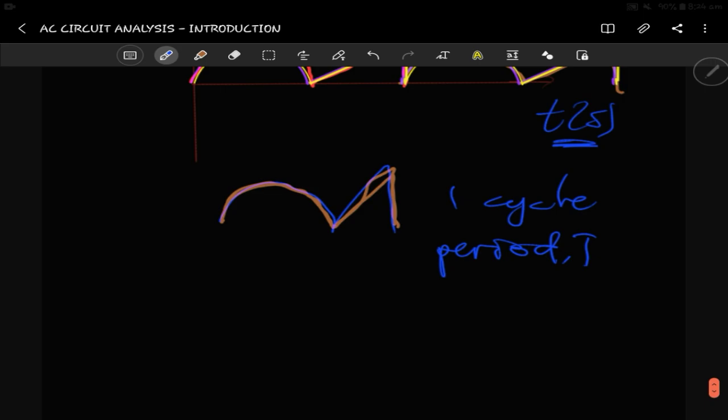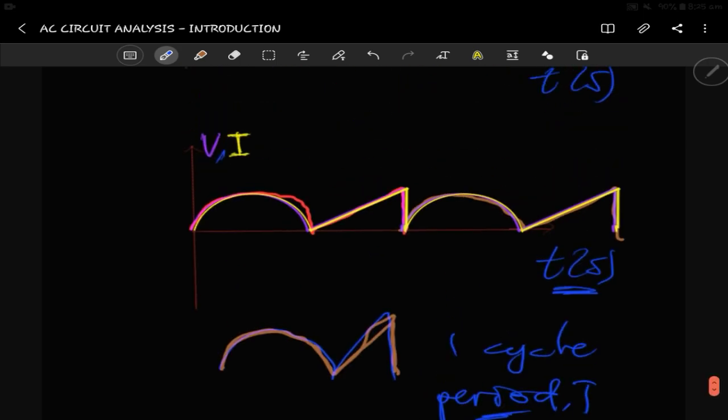And then we have another quantity that helps us describe these AC currents or voltages, which we call frequency. The frequency is related to the period. We say it is the reciprocal of the period. So yeah, this is the basic understanding.